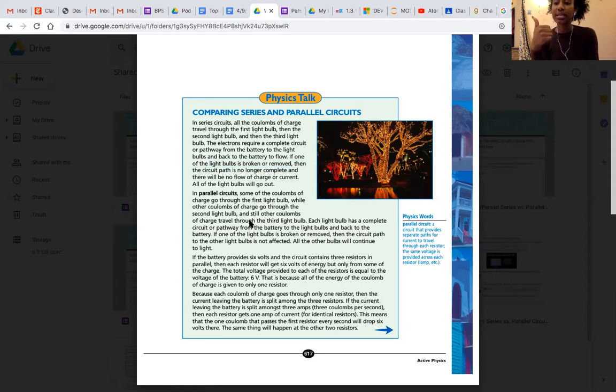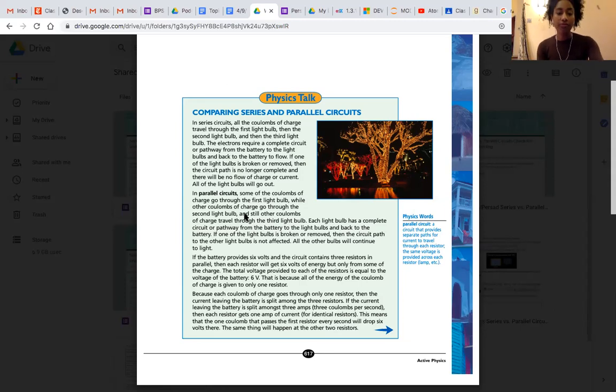The other thing is in series, that means if one light bulb goes out, they all go out. In parallel, if one light bulb goes out, that's okay. The rest do not go out because they have their own lines. So in your house, do you think that your house is wired in series, where one light goes out, all go out? Or in parallel, where if one light goes out, the rest of the house still stays illuminated? That's just something to think about.